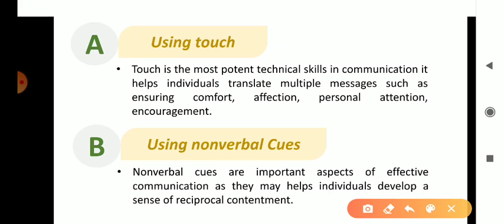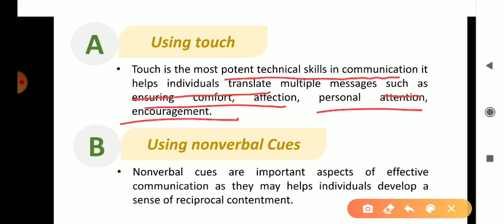It's a most potent technical skill in communication. It helps individuals translate multiple messages, such as ensuring comfort, affection, personal attention, encouragement. Potent means important, we can say. It's an important technical skill.